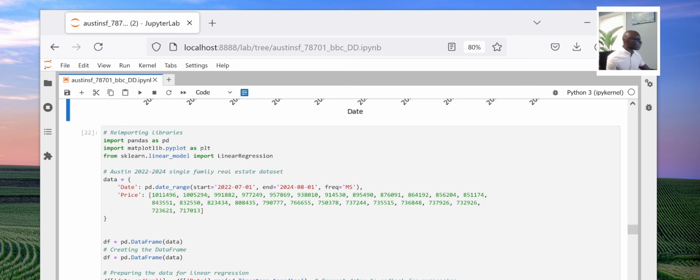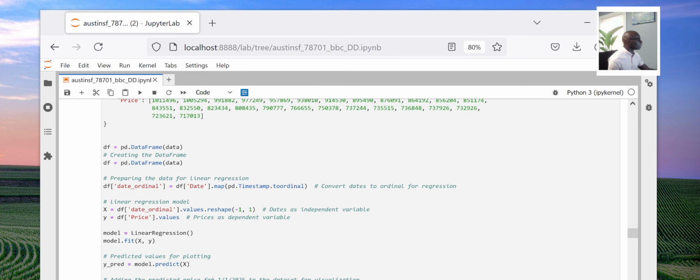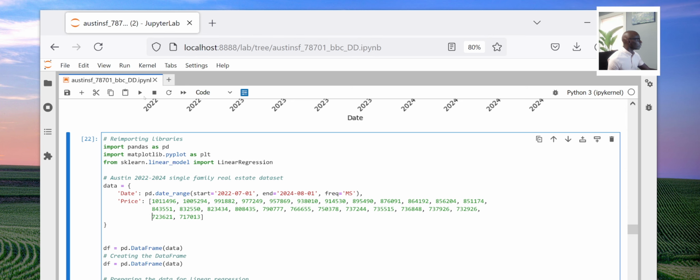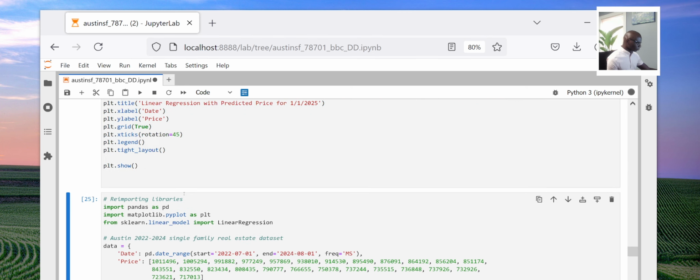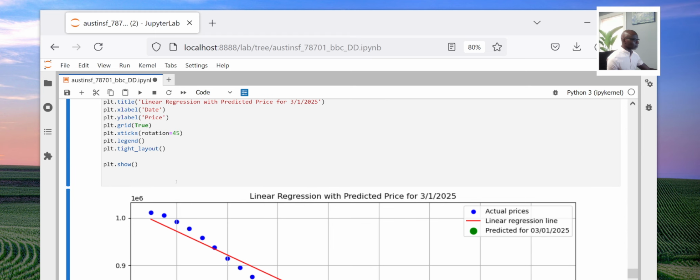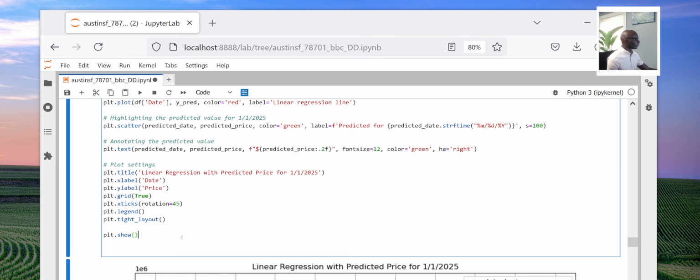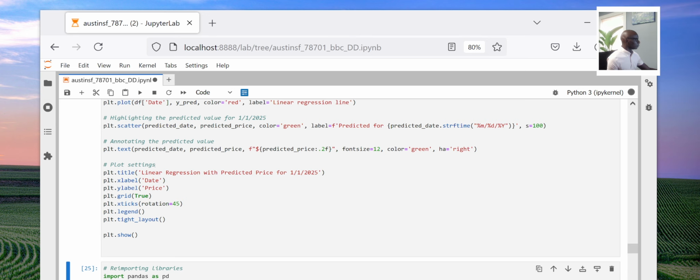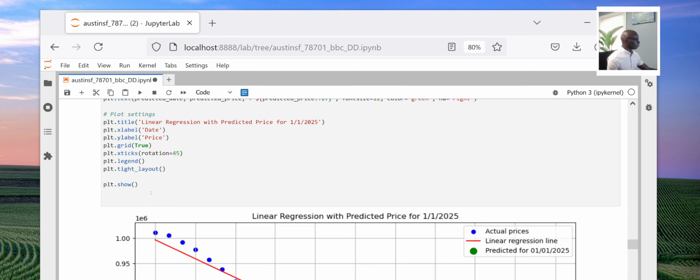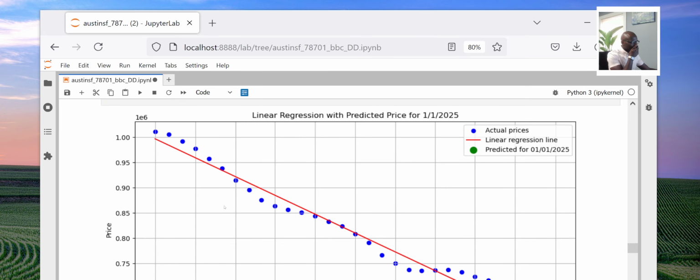Now I'm going to do the same function. Now I want to take a look at January 1st, 2025 to see what the predicted price will be. And the predicted price for January 1st, 2025 will be $623,451.43 using the linear regression model.